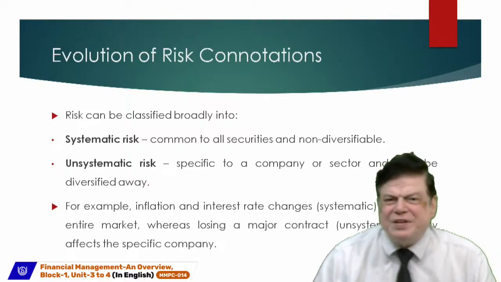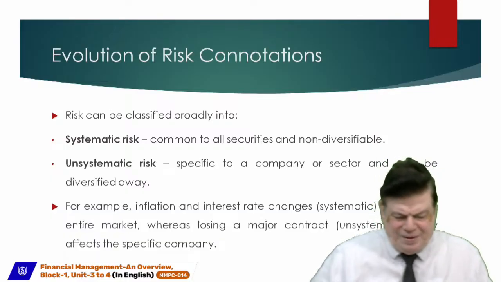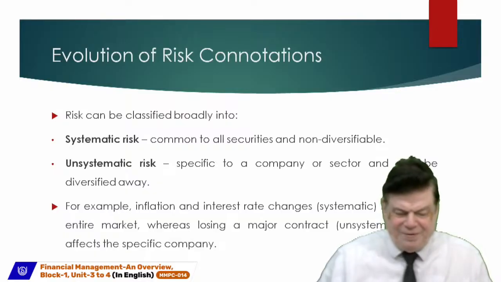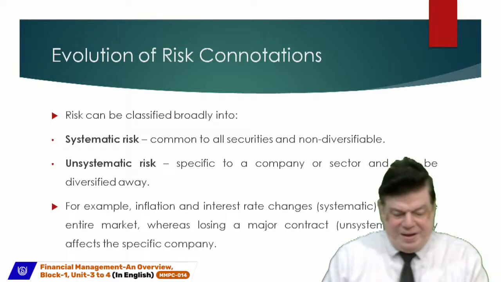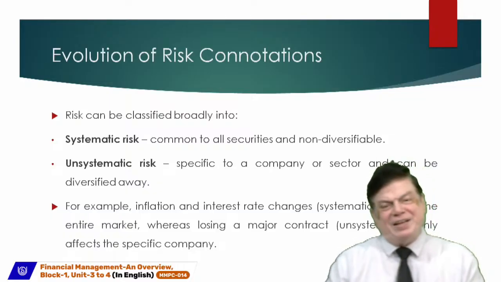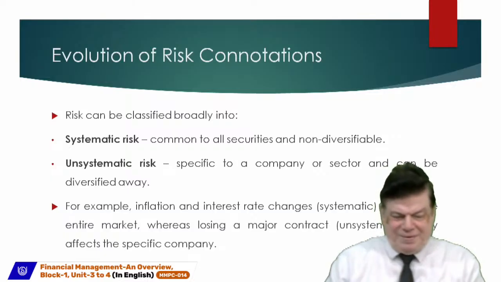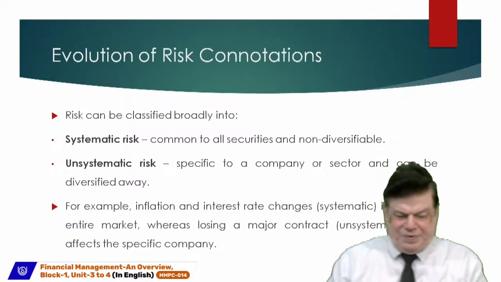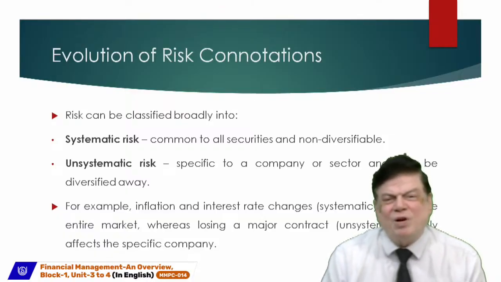Unsystematic risk is specific to a company or a sector. Systematic risk affects the whole market, like inflation. Inflation will affect the entire market. Interest rate: if the Reserve Bank has lowered the interest rate, it will affect the entire market. If the Reserve Bank has increased the interest rates, it will affect the whole market. Then political stability. If the government of a country is not politically stable, say Pakistan, people will not like to invest there.